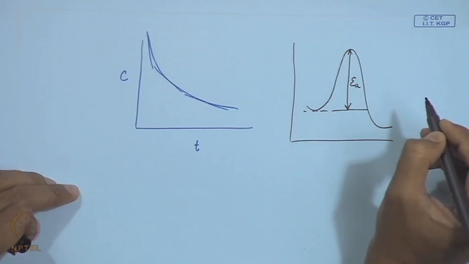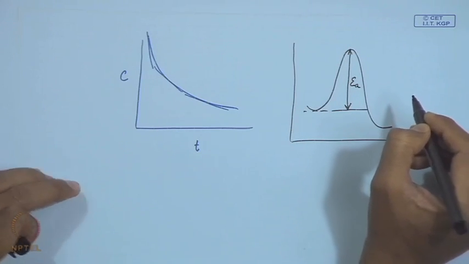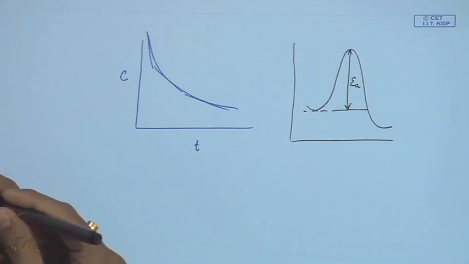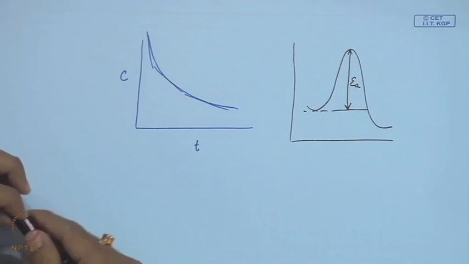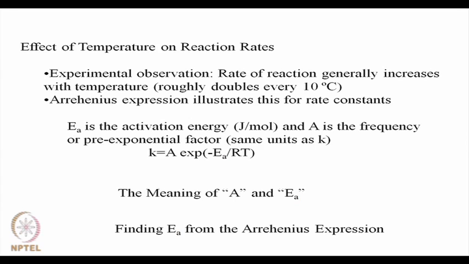This is E A. And it is clear from this expression that if you increase temperature, since it is minus E A by R T, k is going to increase. E A is called the activation energy, in kilojoule per mole or maybe in joule per mole, and A is the pre-exponential or frequency factor.